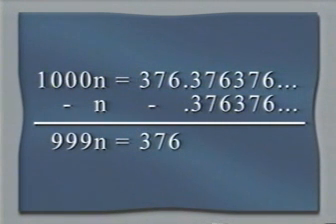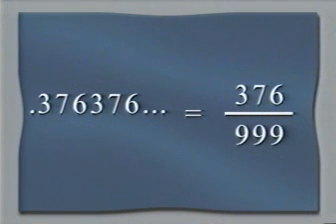376. And we now have a very simple equation: 999 times something equals 376. And of course, that means that n, the fraction we wanted, is equal to 376 divided by 999. This fraction cannot be simplified. And this is the same fraction as 0.376 repeating.